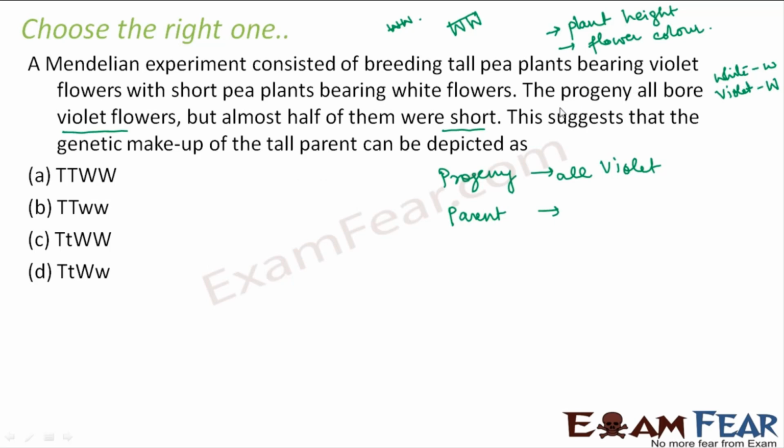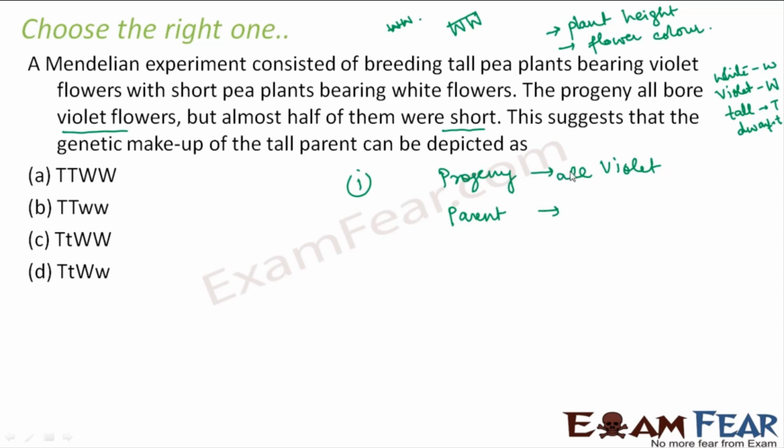Why not with capital W? Because here it says that the progeny bore all violet flowers. That means violet is the dominant trait, right? So we generally prefer to denote the dominant trait with a capital letter. So that is why we are denoting violet with a capital W and white with a small w. Similarly, we will denote tall plants with capital T and dwarf plants with a small t, right? So this will be our notations.